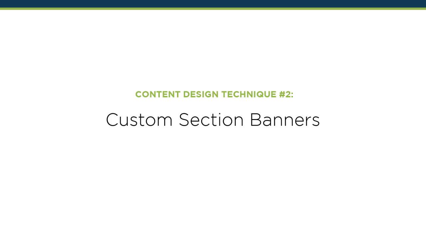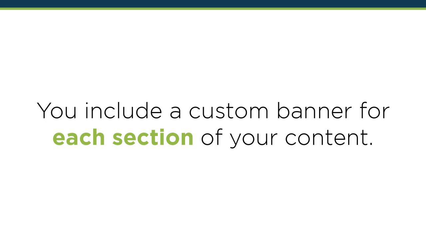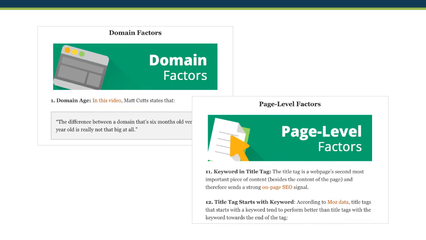Now this strategy is really similar to the process that I just outlined for you. But instead of putting a single custom banner at the top of your post, you include a custom banner for each section of your content. For example, in my Google Ranking Factors post, I use a custom banner for each section of the post. This adds another little design element that helps the post stand out. So how can you make these yourself?